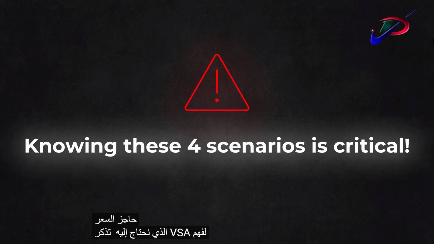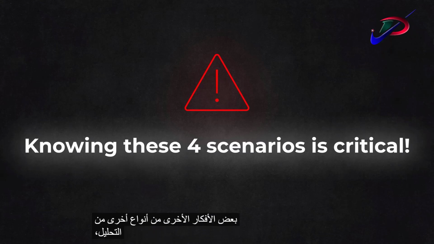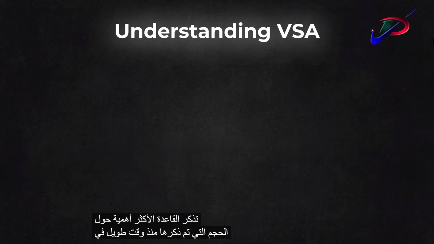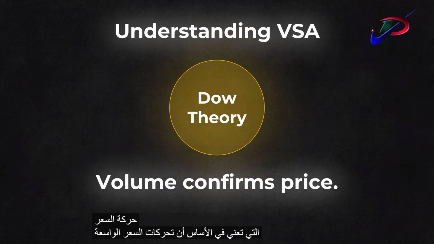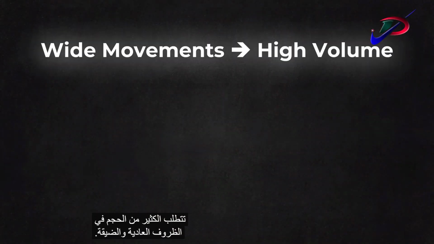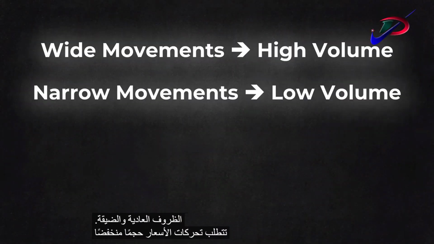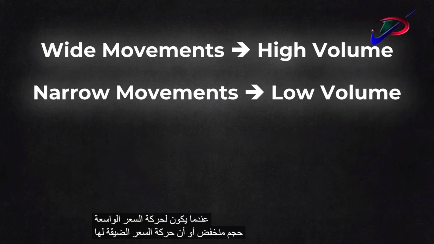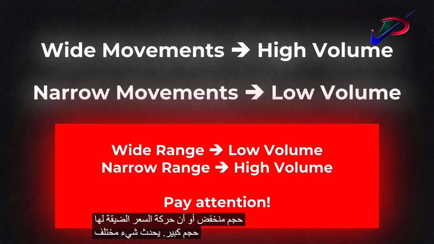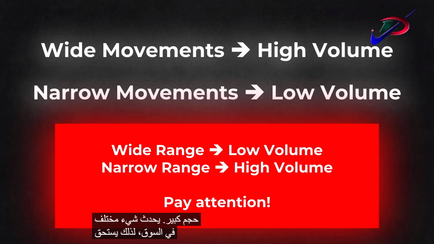To understand VSA, we need to recall a few other ideas from other types of analysis. Remember the most important rule about volume stated a long time ago in the Dow theory, which is that volume confirms price action. That basically means that wide price movements require a lot of volume in normal circumstances, and narrow price movements require low volume. When a wide price movement has low volume, or a narrow price movement has high volume, something different is happening in the market, so it's worth paying closer attention to it.